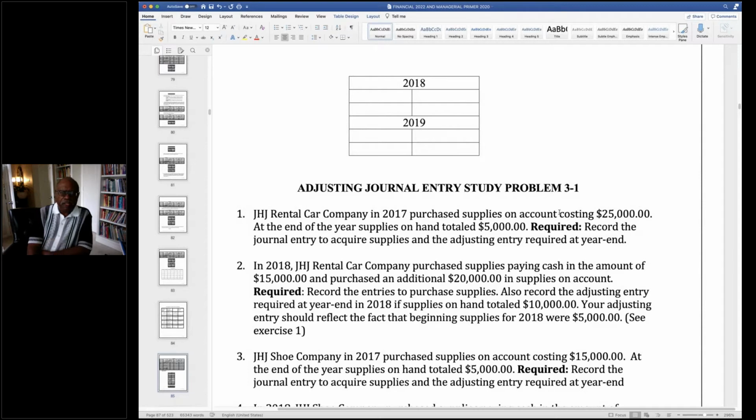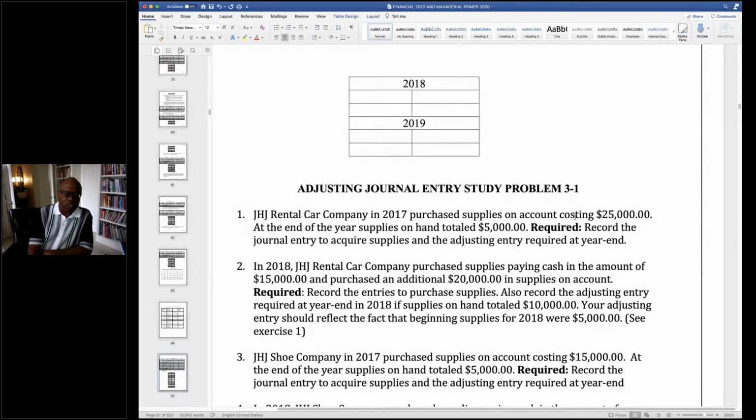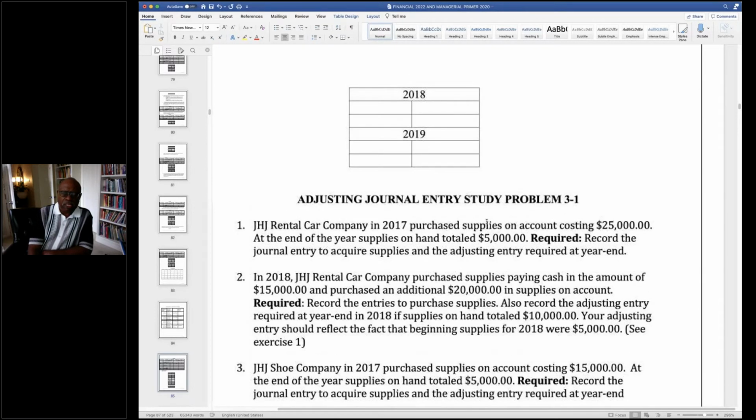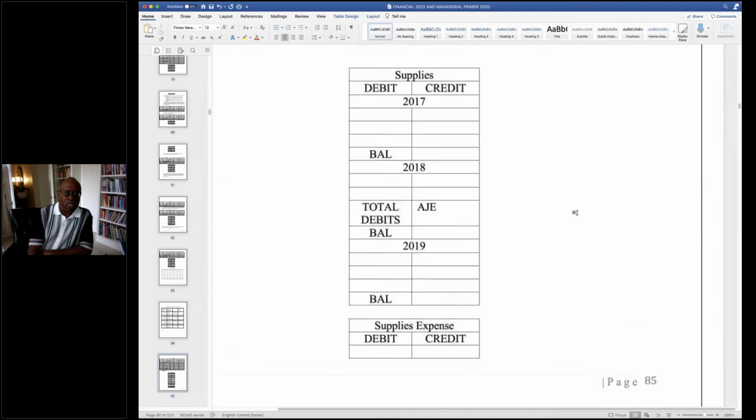So when you see this, what's on hand is never the adjusting entry unless it just comes out that way. Every now and then students want to say, okay, this is the adjusting entry. No, this is the number you use to calculate the adjusting entry. So make sure it's not 5,000, unless this is 10 or something. I just want to make that clear. It's the difference, 20,000.